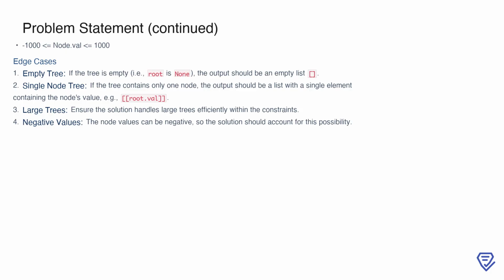The problem also specifies some constraints and edge cases to keep in mind. First, the number of nodes in the tree can range from 0 to 2000, so the solution needs to handle larger trees efficiently. Additionally, the values of the nodes can range from -1000 to 1000, meaning the solution must account for negative values in the tree. Key edge cases include empty trees, where the output should be an empty list, and single-node trees, which should return a list containing just the root's value. By considering these constraints and edge cases, we can ensure our solution is robust and handles all possible inputs correctly.